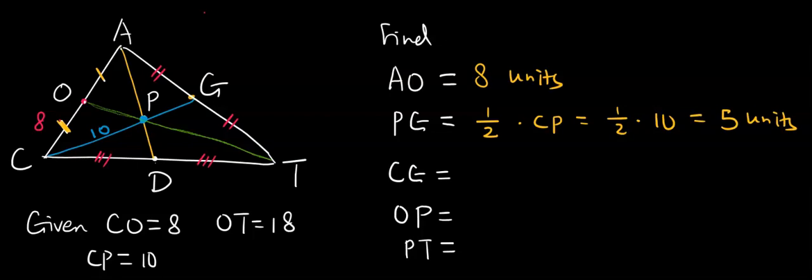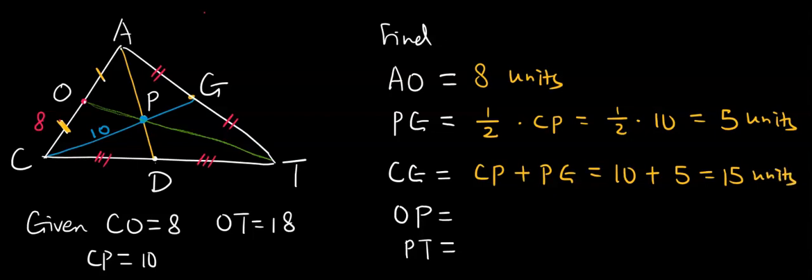Let's look at CG. Remember, chapter 1 teaches us the segment addition postulate. We can add CP and PG to become CG. CP is 10, given. PG we just found out is 5. So together it is 15 units.